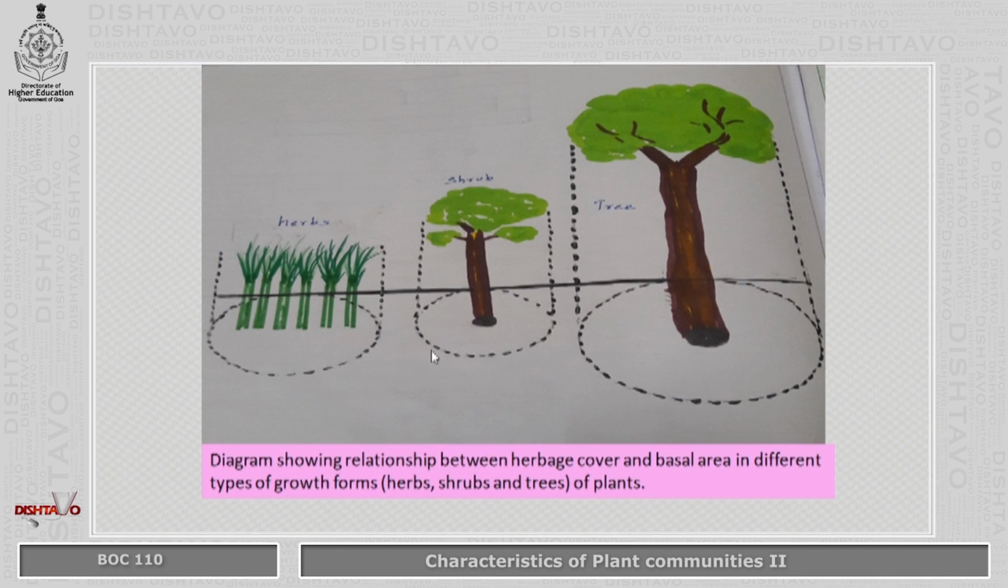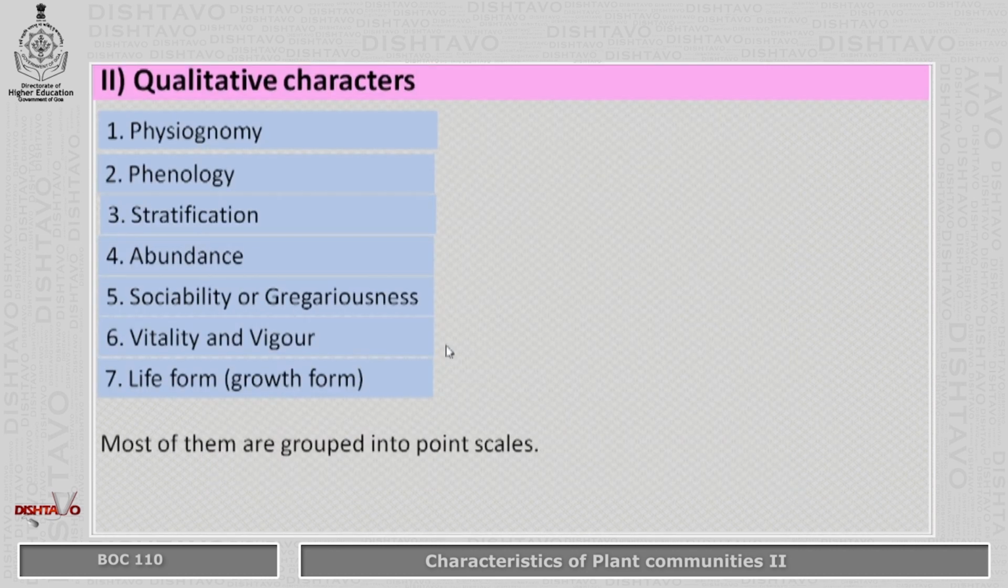In shrubs, this is the area which is demarcated, and in trees, this is the area. The qualitative characters include physiognomy, phenology, stratification, abundance, sociability or gregariousness. Sixth is vitality, and the last is life form and growth forms, which will be discussed in the next module. Now, most of them are grouped according to the point scales.